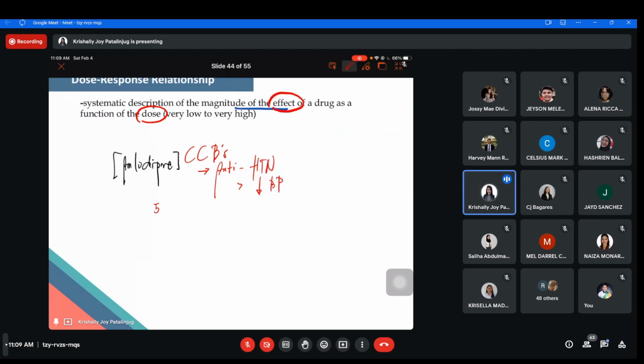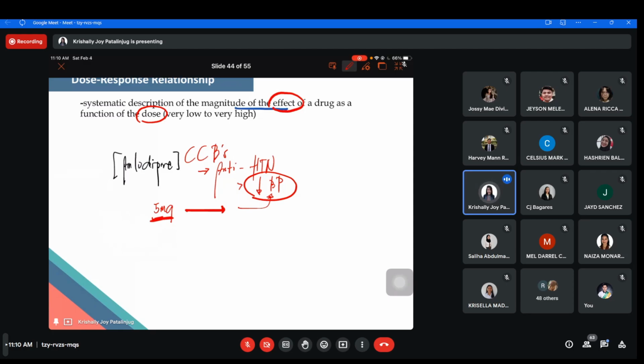Okay? So ang amlodipine in the market, merong mga available concentration or dosage na 5 milligrams of amlodipine. So of course, at that dosage, it can elicit already this activity, lowering blood pressure, being an antihypertensive drug. Okay? So there really is an existing relationship between the dose and its response, particularly to lower or to reduce the elevated blood pressure.